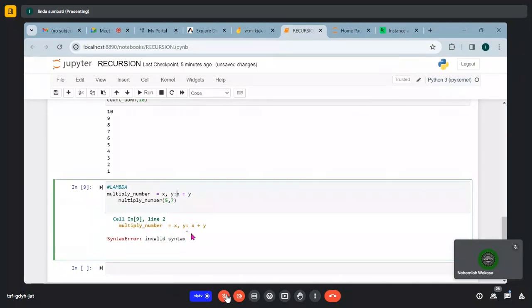I'm telling you, I have a problem with the syntax errors. I don't know. Lambda x, y. Lambda. Yeah. And I'd written it. Where did it go?